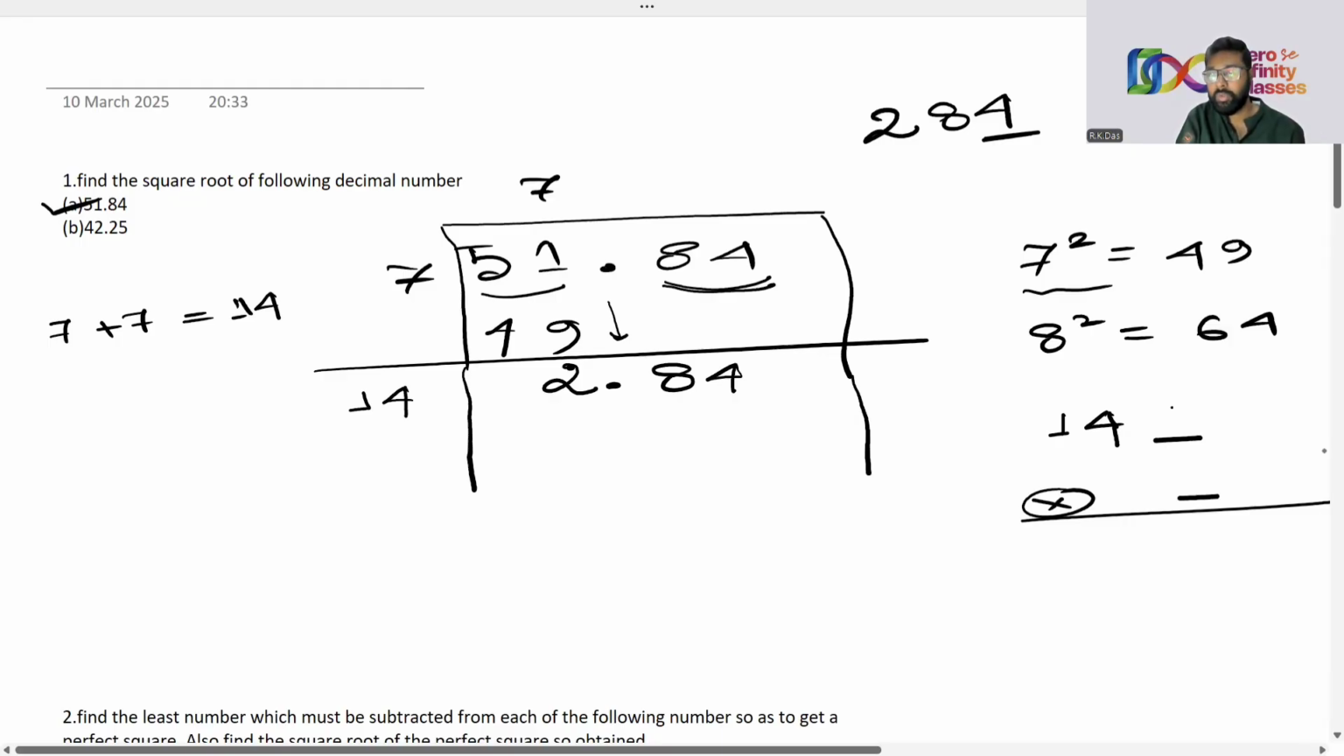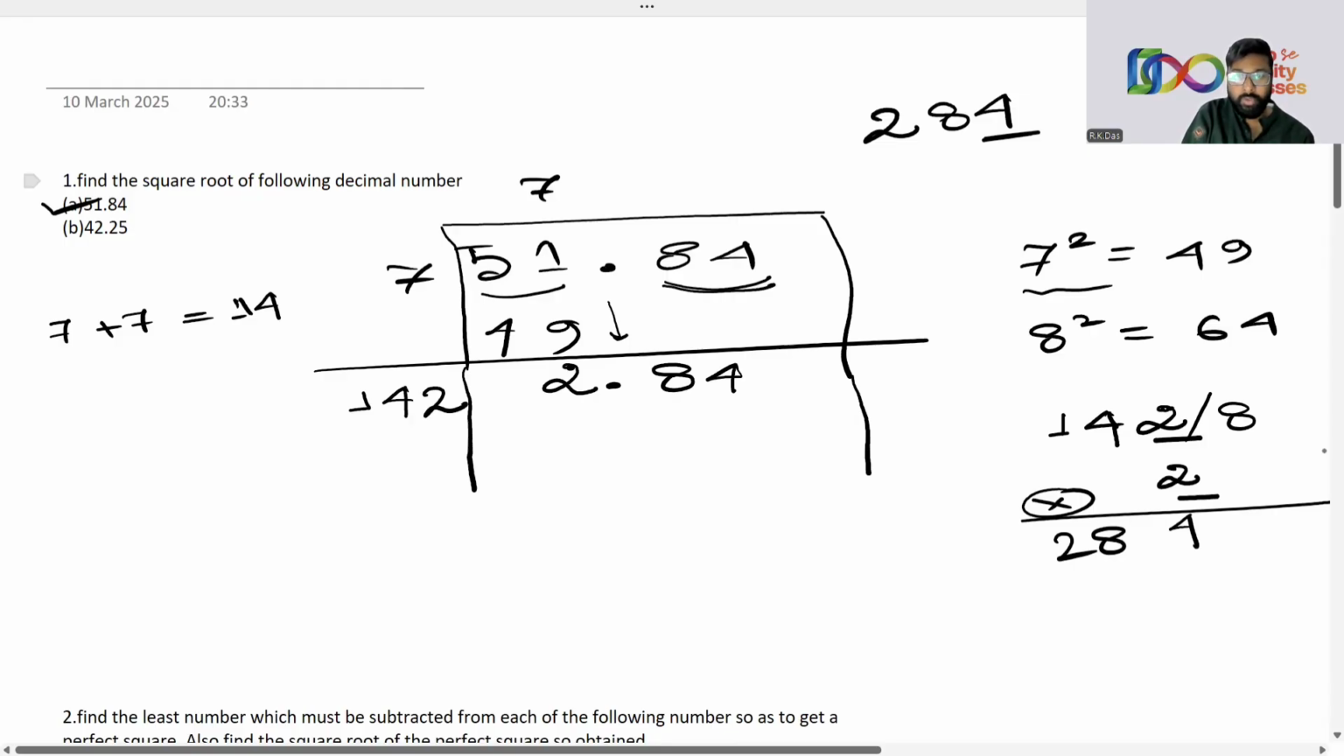Since the last digit is 4, that means we can take either 2 or what? 2 square is 4 and 8 square is 64. Either it can be 2 or it can be 8. So first I'm checking with 2. So 2 4s are 8, and 2 1s are 2. So perfectly we are getting 284.